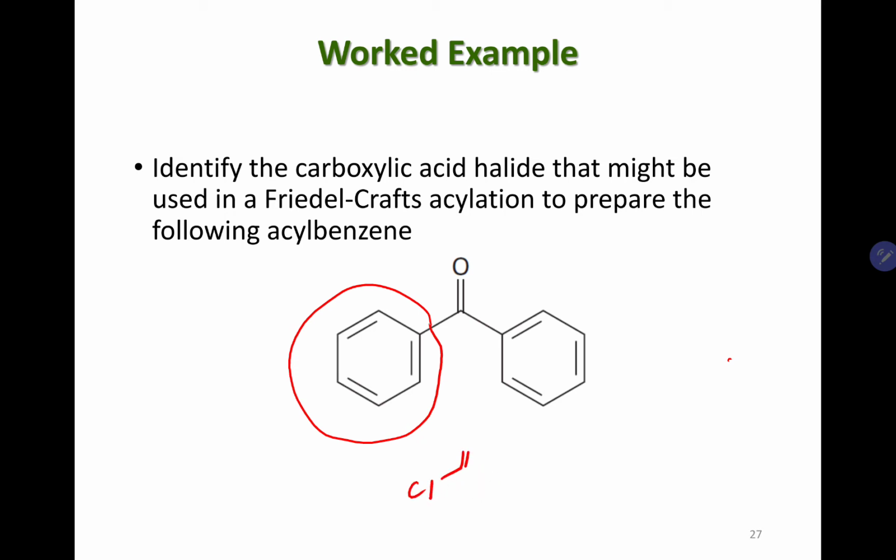And then everything else is exactly the same. So this is your reagent. This is your carboxylic acid halide, and you will react it with benzene in the presence of AlCl3 to obtain this particular compound.